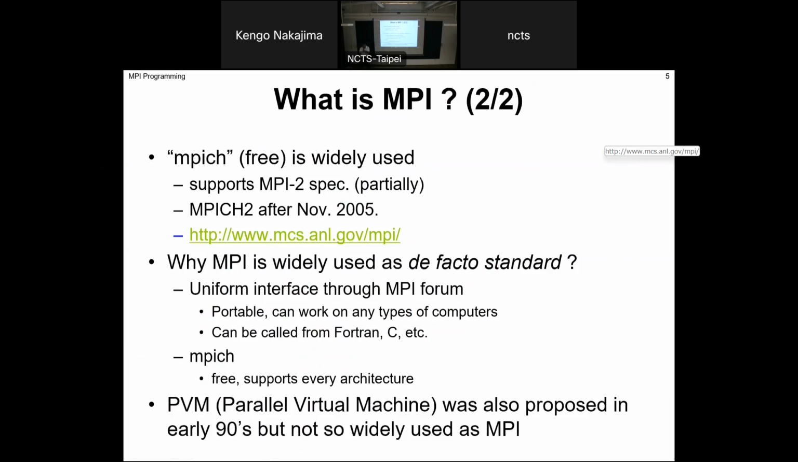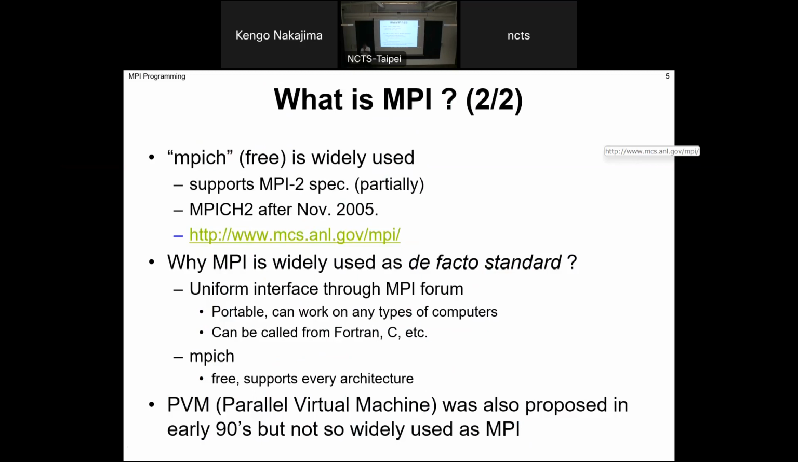MPI is widely used as a de facto standard for message passing because it provides a uniform interface through the MPI Forum. The MPI Forum is a very active association or consortium, and they still have meetings every year. In the recent 3 or 4 years they were fully online, but recently they have had in-person meetings.